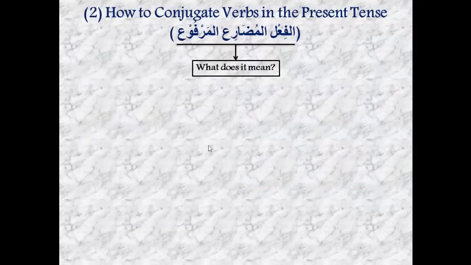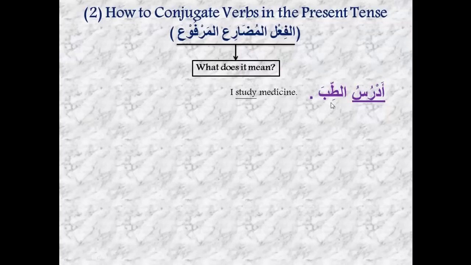What does al-fi'l al-mudari' al-marfu' really mean? Let me provide some examples to illustrate. Number one, we have adrusu tib. The verb here is adrus, which can be translated as I study medicine. So the sentence would mean exactly what it does in English. I'm a med student right now.